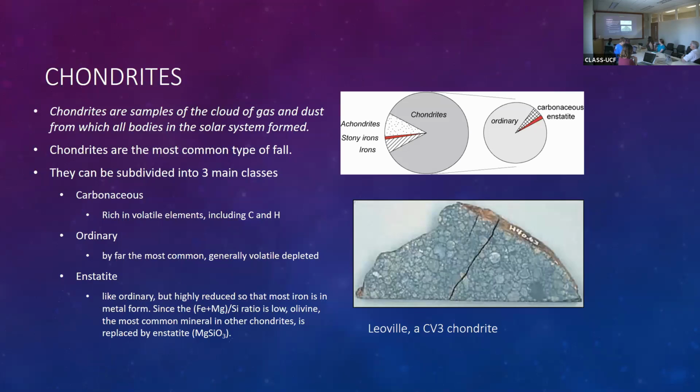So we move on to chondrites. Chondrites are samples of the cloud of gas and dust from which all bodies in the solar system formed. They're the most common type of fall, and they can be divided into 3 main classes. The carbonaceous, which are rich in volatile elements, including carbon and hydrogen; ordinary, which are usually volatile depleted; and enstatite, which are highly reduced ordinary chondrites.